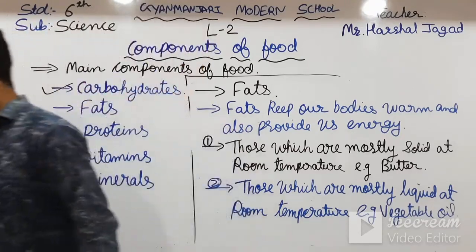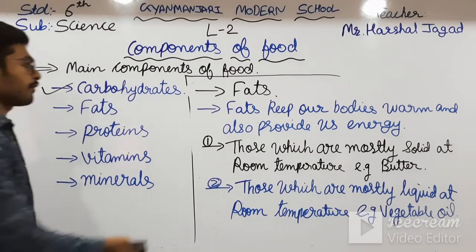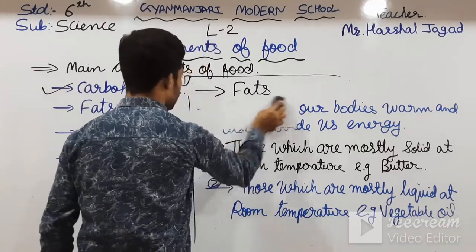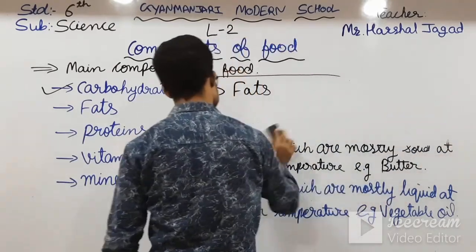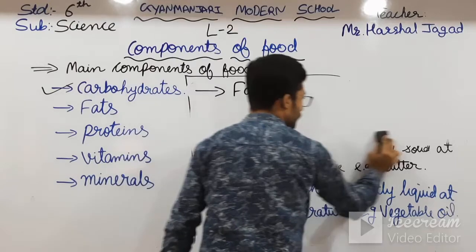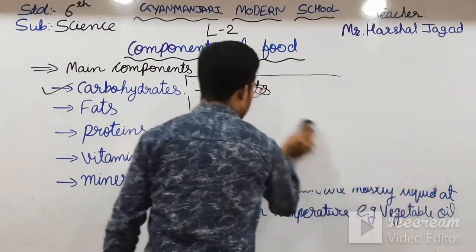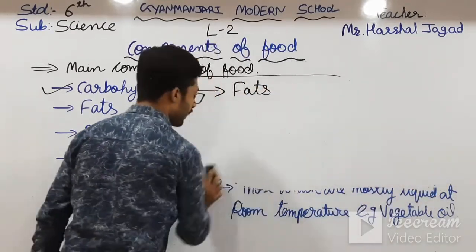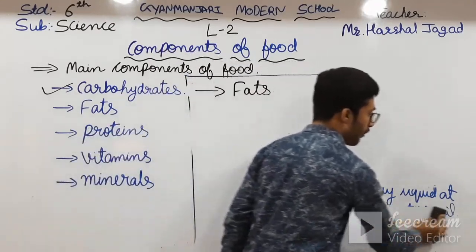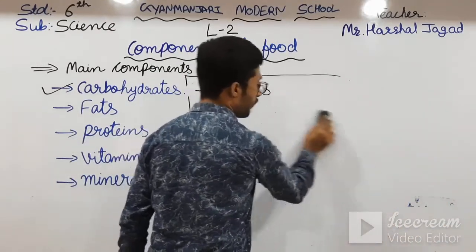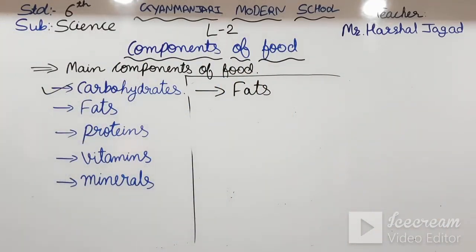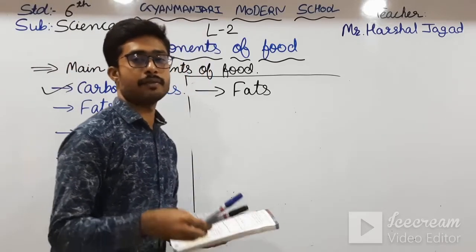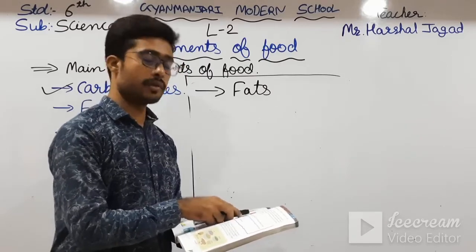Okay, I am writing the next point, that is sources of fat. We all know that we are eating all kinds of food, but we don't know how much fats, carbohydrates, vitamins or minerals are there in the food. So in this chapter we will see which food has which vitamins, fats, starch, sugars, etc.